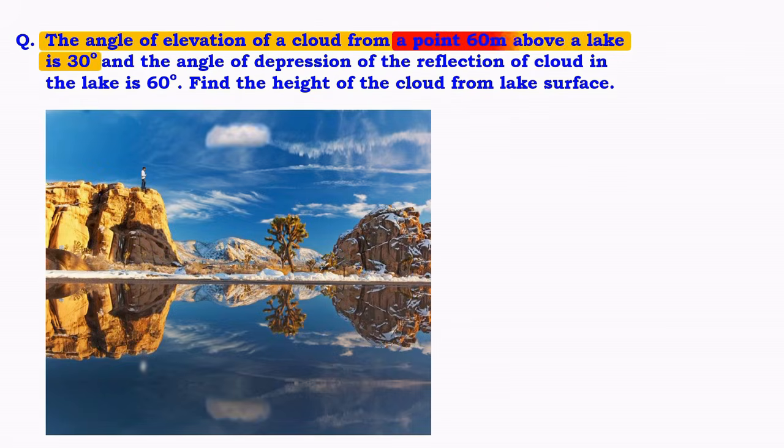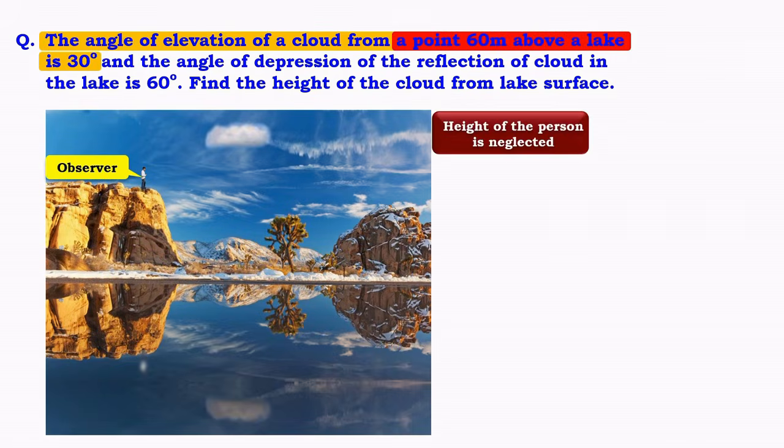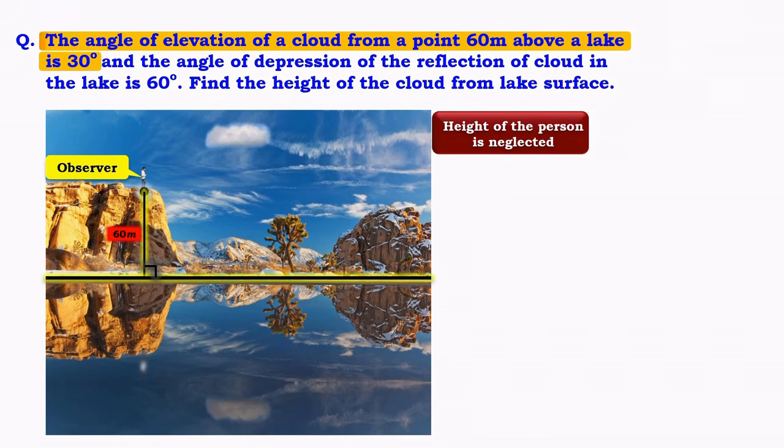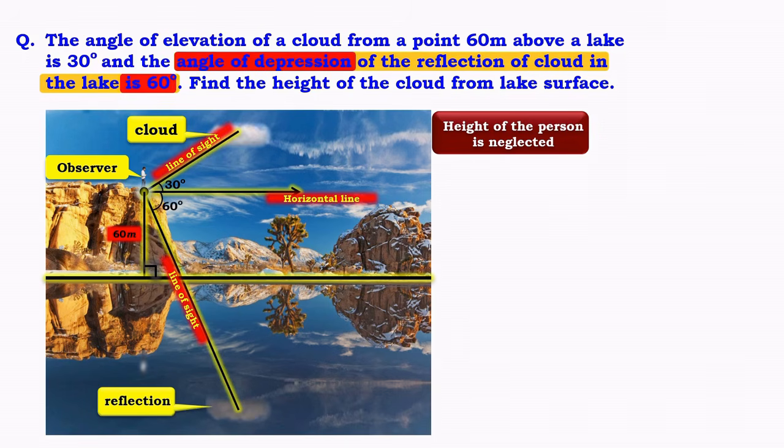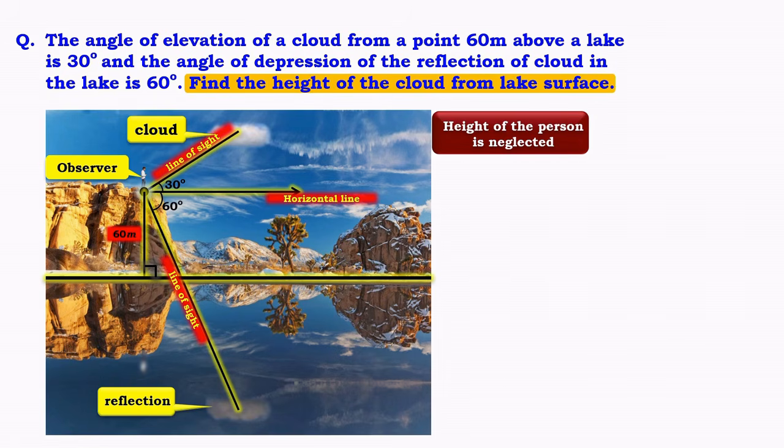In the figure, point A represents the observer, and point B represents the point on the lake surface directly below the observer. The height of the observer above the lake surface is 60 meters. Point P represents the cloud, and point Q represents the reflection of the cloud in the lake.